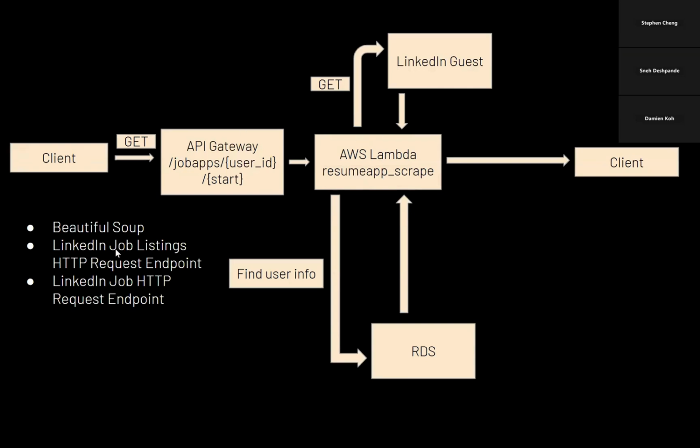We used the LinkedIn HTTP request endpoint for the job listings and each individual job, and we used Beautiful Soup to parse the information and retrieve the information about the job, like title, salary, number of applicants, date posted, and other relevant information, like the link to the actual job as well. And we return that to the client.